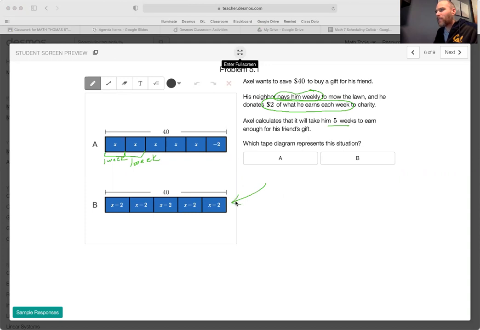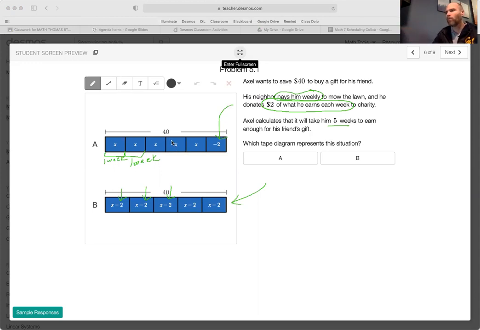So first thing I see is that this one right here has 5 sections, and this one has 6. But the other thing I think is important is to notice that if he's taking $2 out of what he earns every week, then $2 should be taken out of his earnings each week. And that's what's happening here. You see the -2, the -2, the -2. Whereas in this one, there's only one -2 in the whole thing. And to me, that would be like if the problem said, at the end of the 5 weeks, he donates $2 one singular time, right? Not every week. Every week is happening in B.